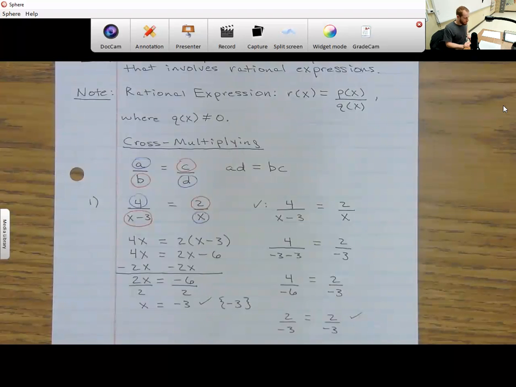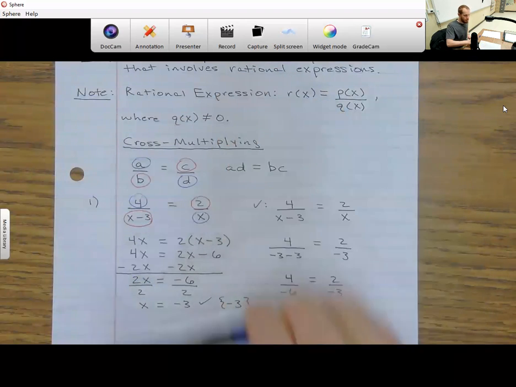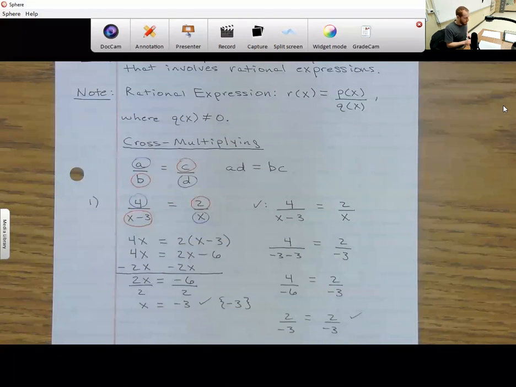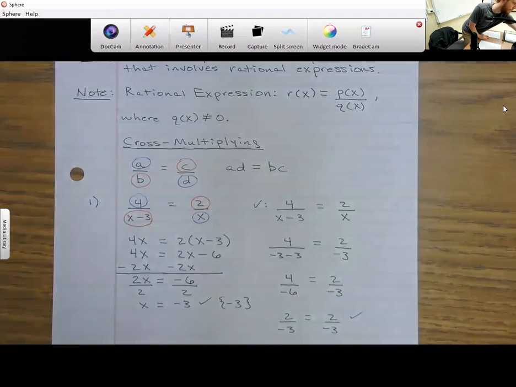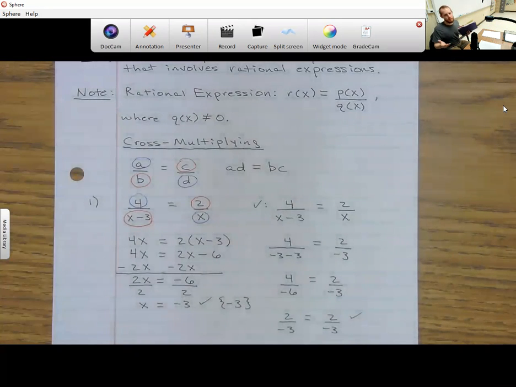So all we're doing is we're multiplying crossways. We're multiplying this way, and then we're multiplying this way, and then we're setting the two sides equal and finding out what x is. And once again, this only works if you have a situation where you have a fraction equal to another fraction. So that's the only time that this kind of method is used, and it's called cross multiplication.